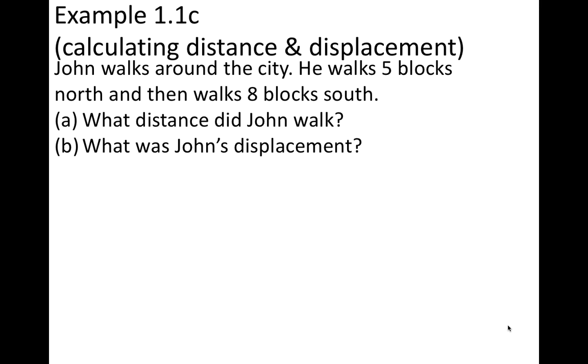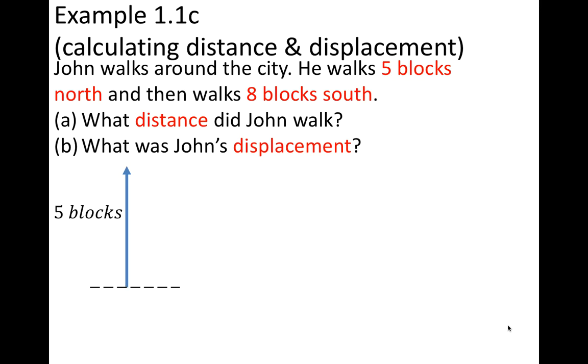Again, it's useful to pick out the information that's given to you in the problem. And important information includes given values and any unknown values that you are to find or calculate. I'll highlight the important information in red. And again, it can be useful to draw a diagram to help visualize what is occurring in the problem. John walks 5 blocks north. He then turns around and walks 8 blocks south.